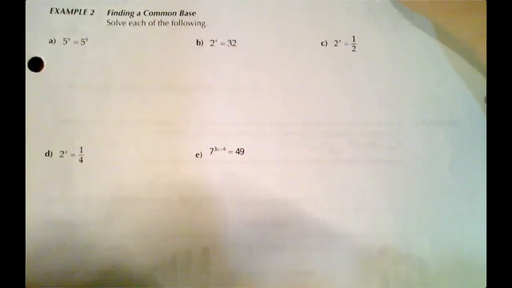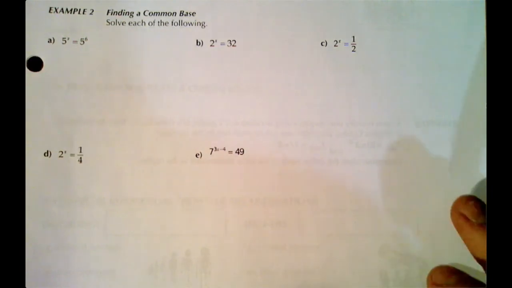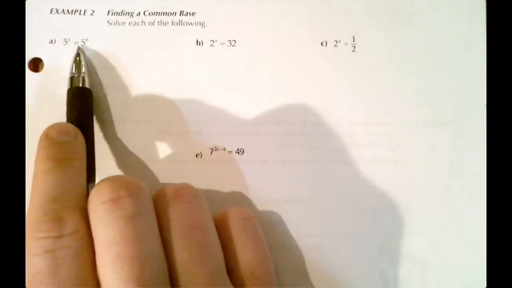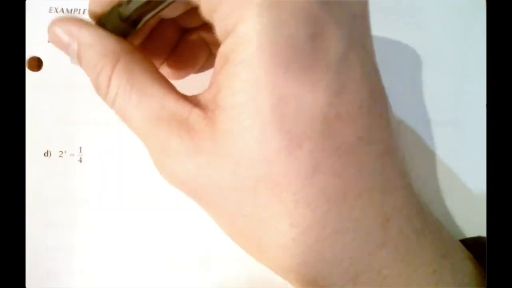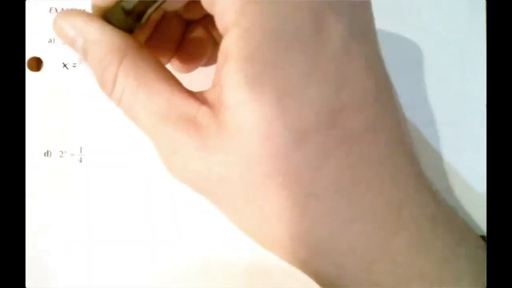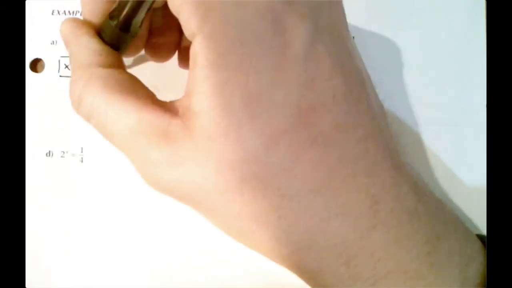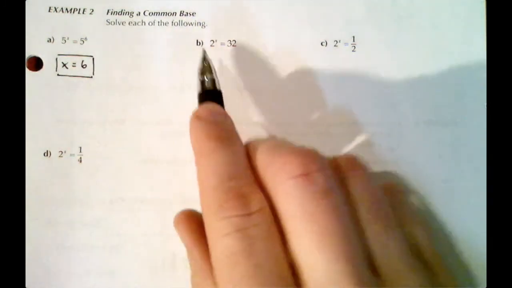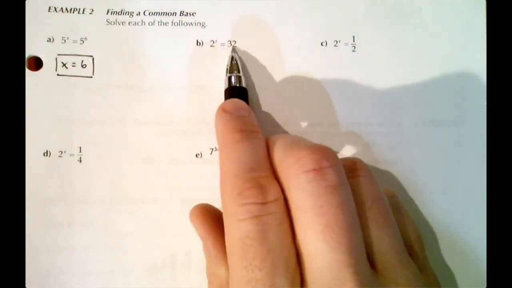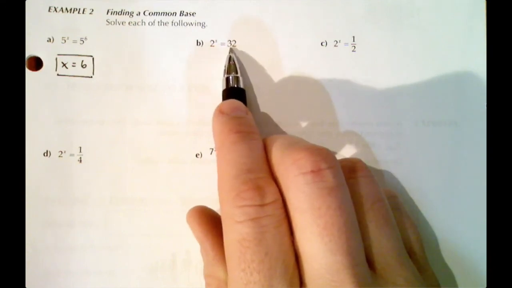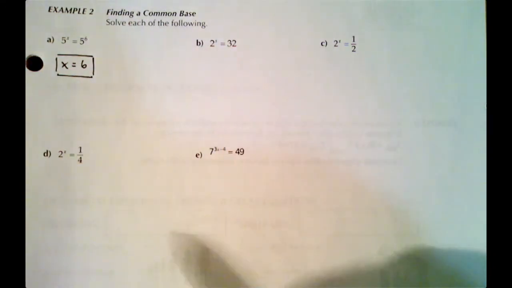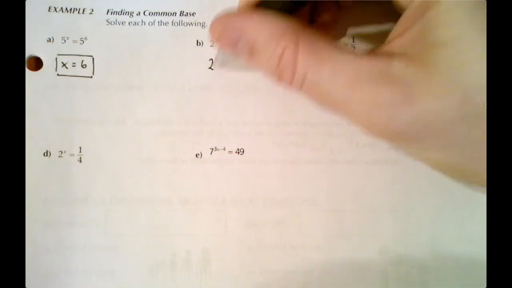Now, if the bases are the same right from the beginning, it's pretty easy. 5 to the exponent x equals 5 to the exponent 6. Well, the bases are already the same. We can just say that x equals 6. It's when the bases aren't the same that it gets a little tricky. Like 2 to the exponent x equals 32. That's not 2 to the exponent something. So what we do is we change it to 2 to the exponent something.